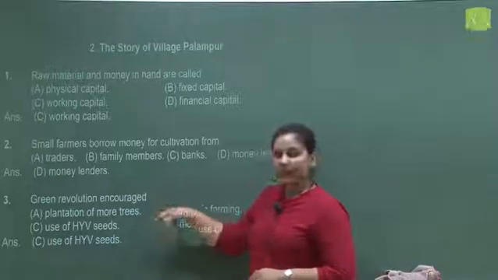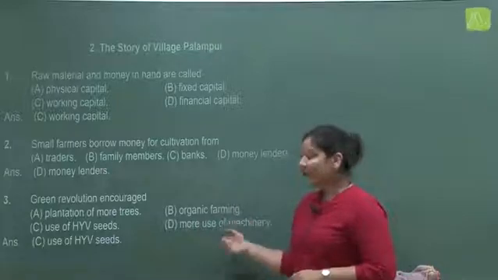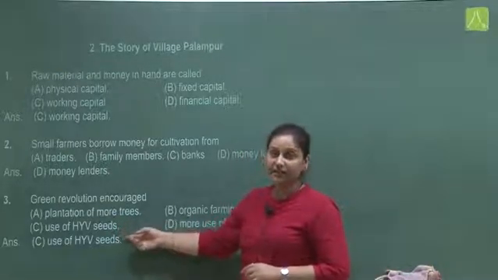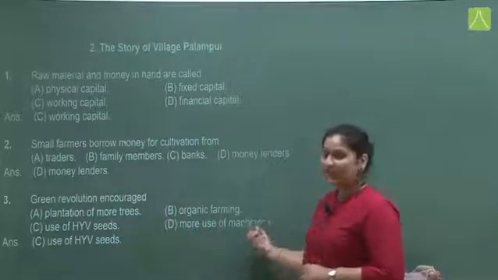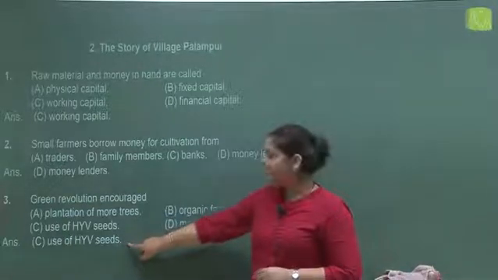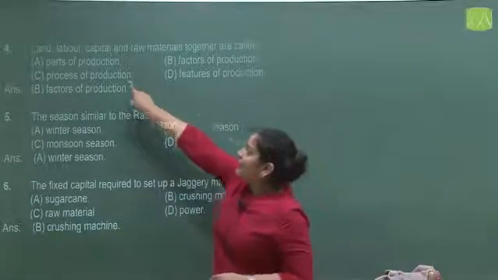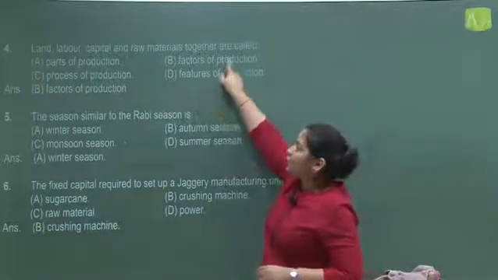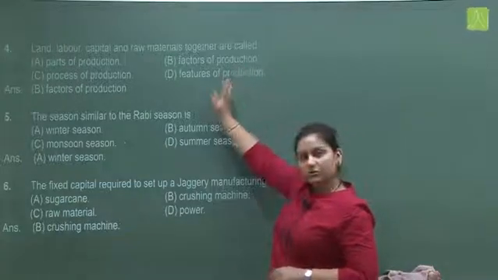Green revolution encouraged what? It encouraged plantation of more trees, of course not. Organic farming, definitely not. Use of HYV seeds, high yield variety seeds, yes, definitely a good option. And more use of machinery, yes, this was used, but the primary aim was to increase cultivation. So we will stick with this answer. The next question deals with land, labor, capital, raw material together being called factors of production, or the option organization of production is also correct.